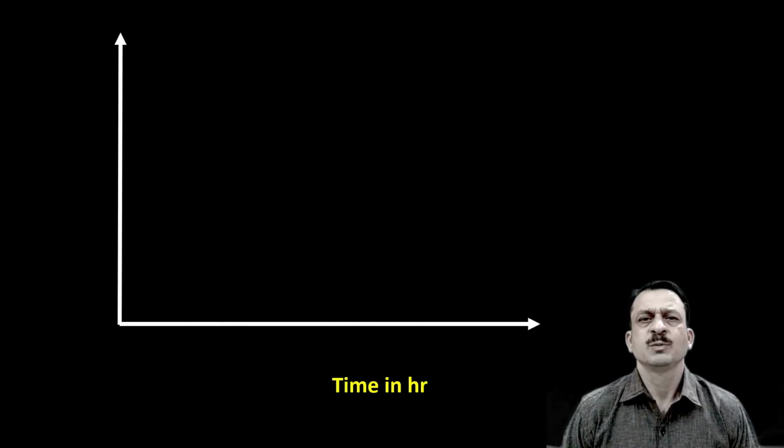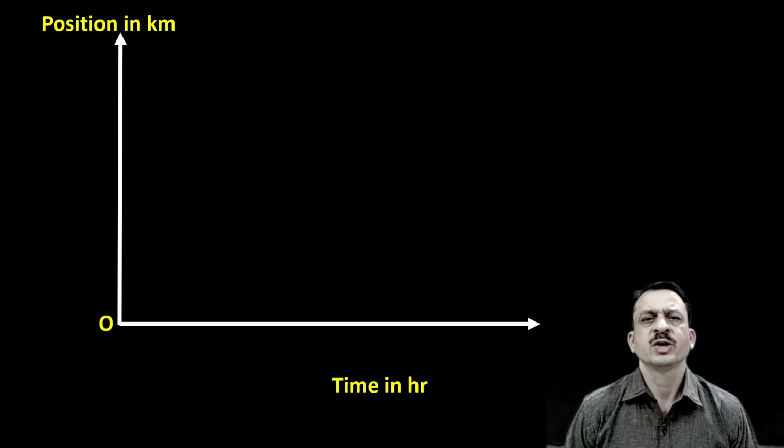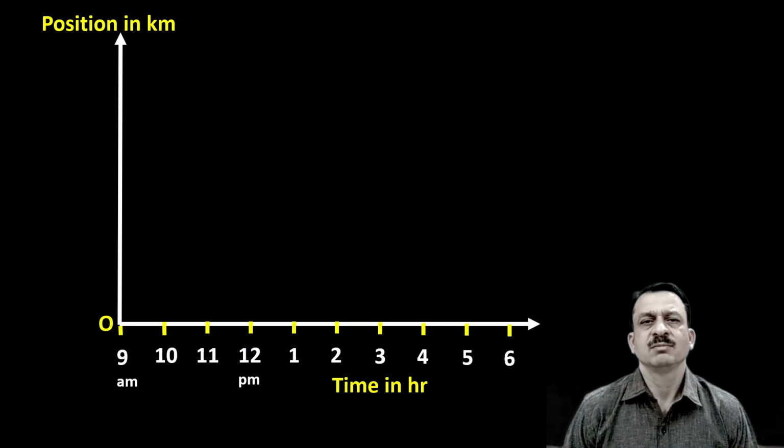So look here. Along the x-axis we are taking the time, and along the y-axis we are taking the position, in kilometers. These two axes meet at the point O, and we will choose a suitable scale. For the x-axis, we start with 9 a.m., and 10 a.m., 11 a.m., 12 p.m., and 1 p.m., 2 p.m., 3 p.m., 4 p.m., 5 p.m. and 6 p.m. along the time axis. Along the position axis we are choosing 0.5 kilometer, 1 kilometer, 1.5 kilometer, 2 kilometer, 2.5 kilometer and 3 kilometer. So we have chosen a suitable scale.